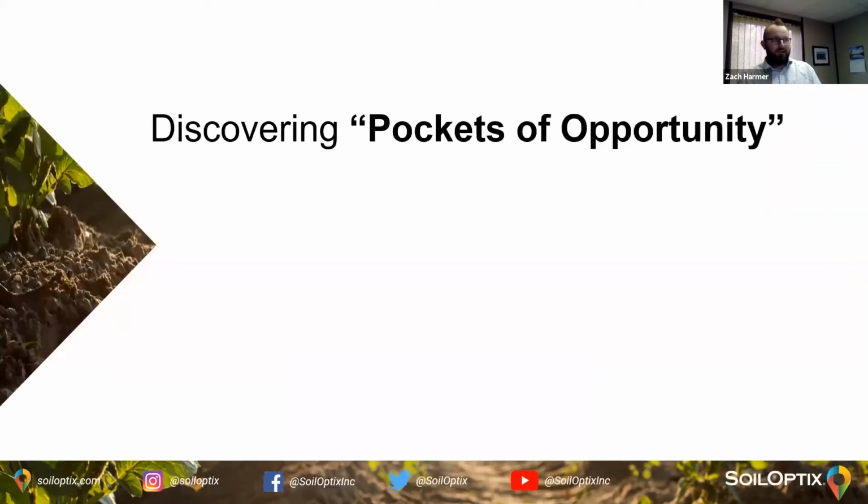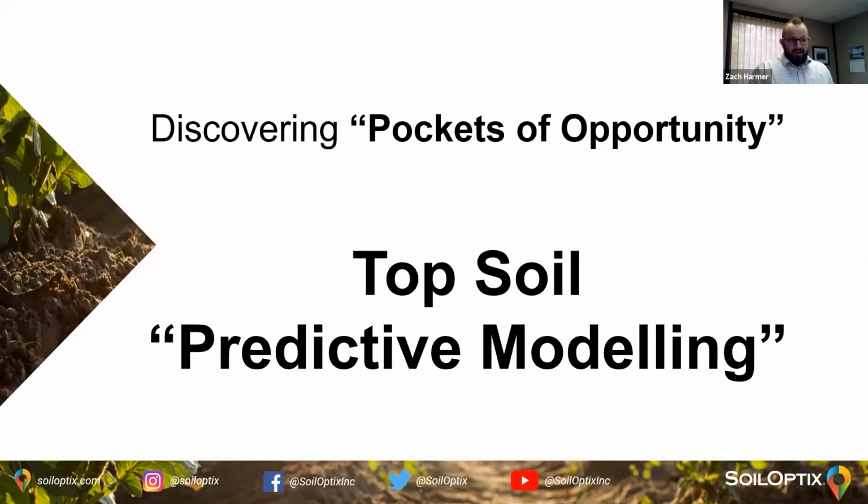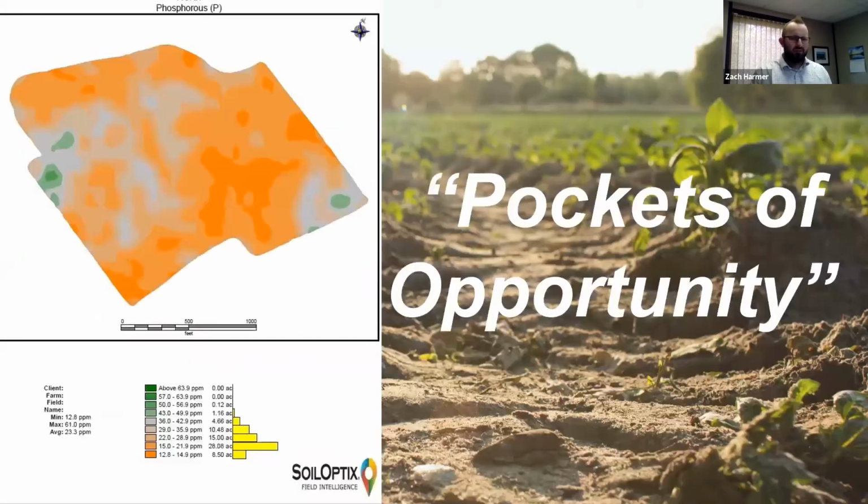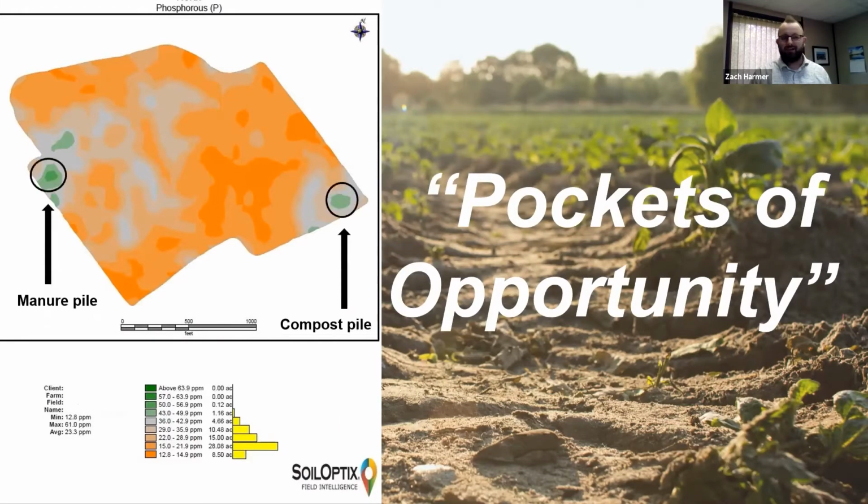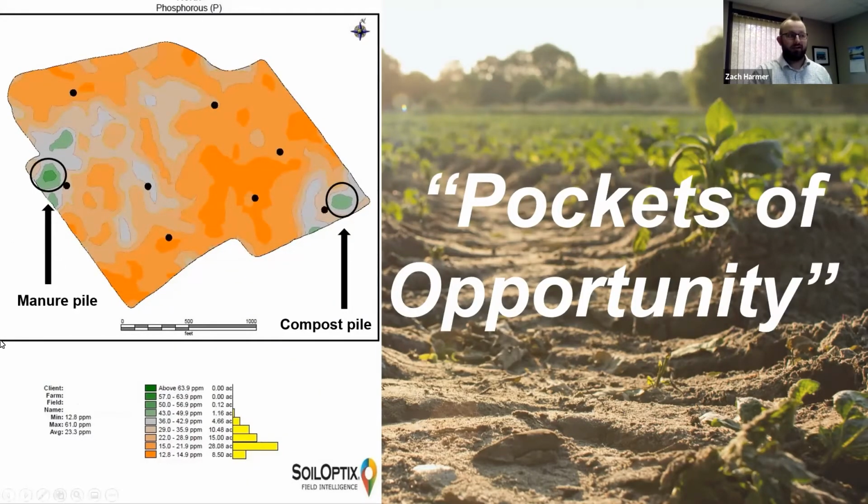So in all of this, what we're trying to do is really just discover these pockets of opportunity. That's what we like to think about here, and it's utilizing topsoil predictive modeling, which is what SoilOptix really does. And when I say pockets of opportunity, you're probably wondering what that really means. It's identifying the smallest of pockets, the smallest of acres in the field that may not have been picked up by even some of the soil samples themselves. This is the strength that you can start to find with soil sensing equipment.